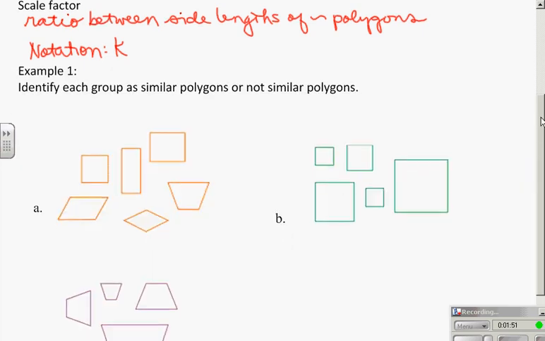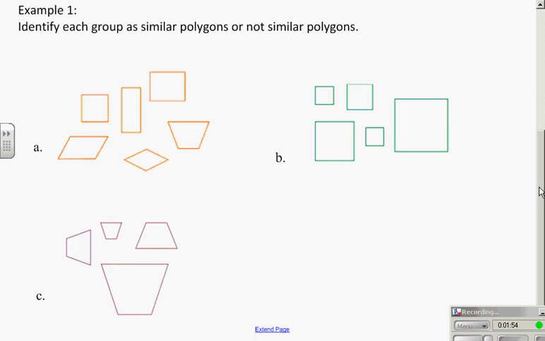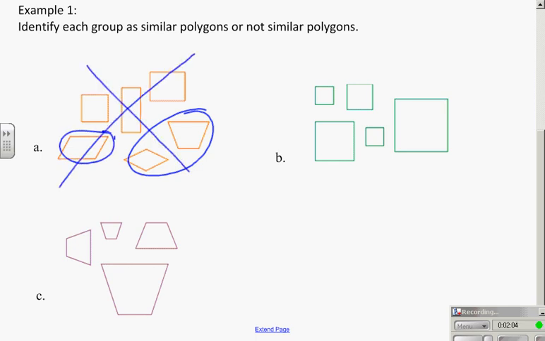So a quick example: are these groups similar or not? When you look at group A, obviously these two don't look like the others. This one doesn't look like the others. So these are not similar. When you look at B, every one of these could be created by blowing up or shrinking the sides. So those are all similar. In the same manner, to move from this one to this one or that one to that one is a matter of blowing up or shrinking. And so that also represents a group of similar items.